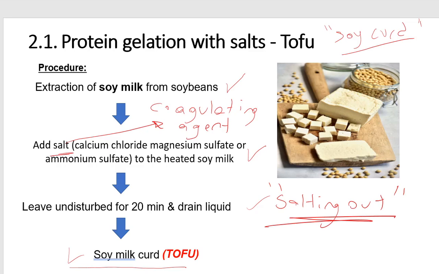Okay, then calculate and compare the tofu yields, because salt type also affects the salting out of proteins, and therefore you will have different tofu yields. Okay, explain them in your assignment. Let's see the last part.